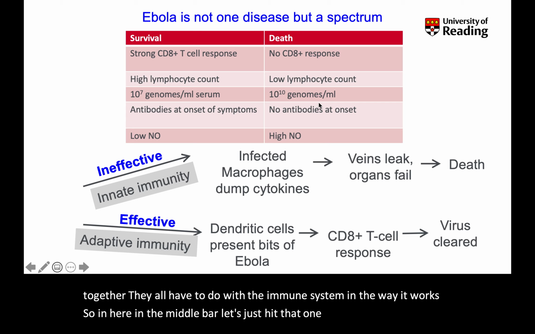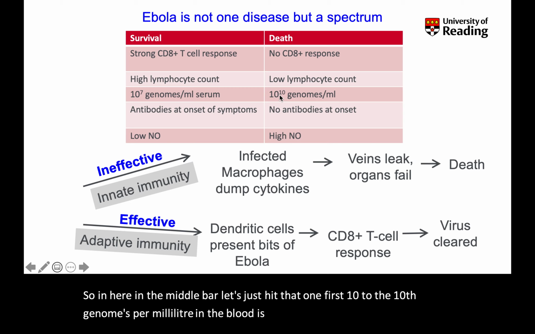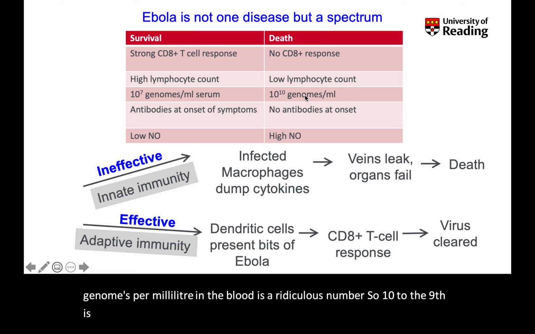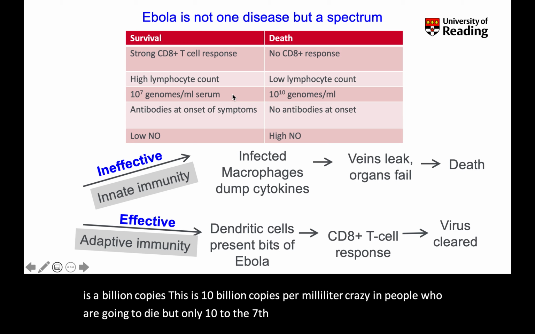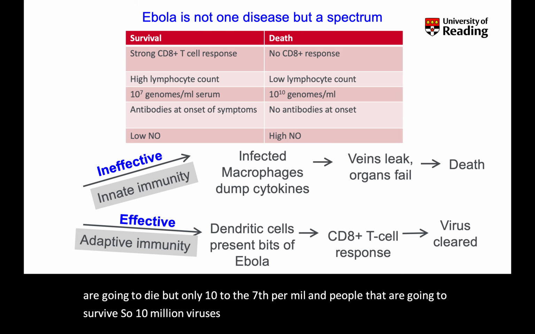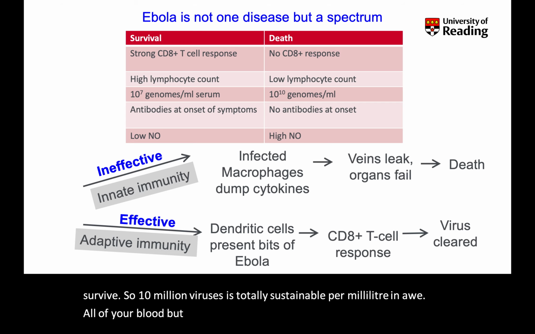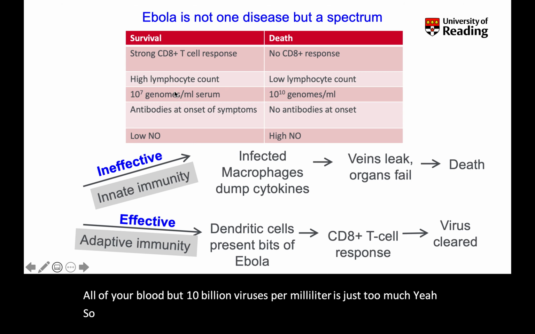10 to the 10th genomes per milliliter in the blood is a ridiculous number. So 10 to the 9th is a billion copies. This is 10 billion copies per milliliter. Crazy. In people who are going to die, but only 10 to the 7th per mil in people that are going to survive. So 10 million viruses is totally sustainable per milliliter in all of your blood. But 10 billion viruses per milliliter is just too much. Yeah. So it's amazing the body can stand up to this and bounce back.